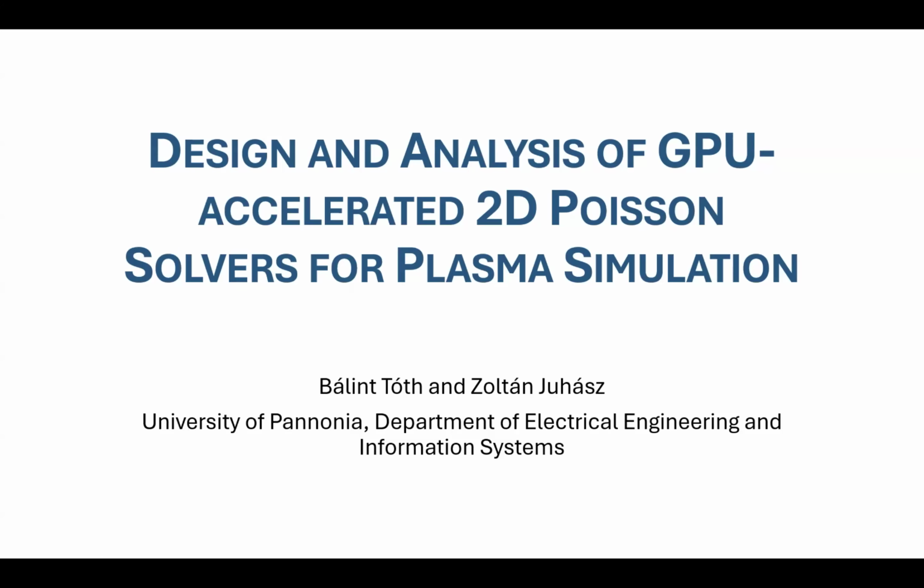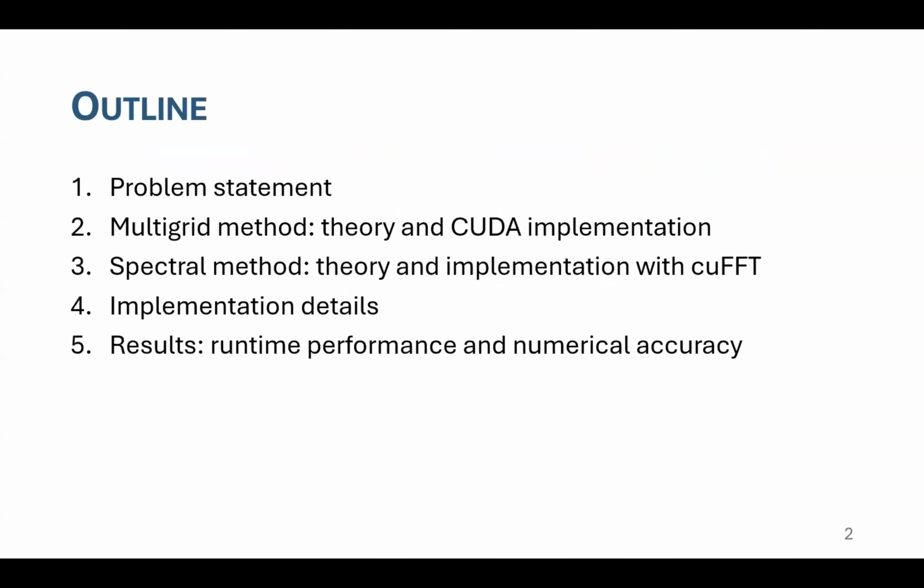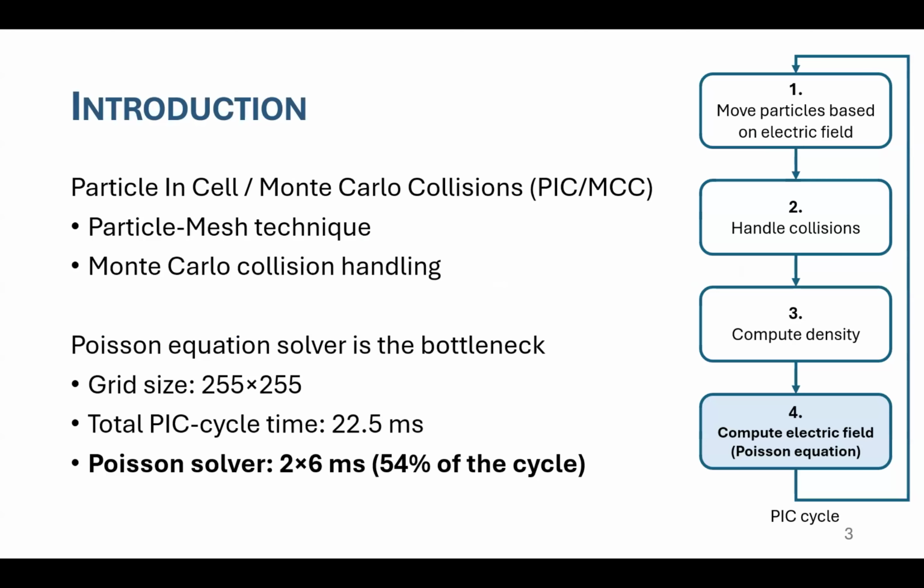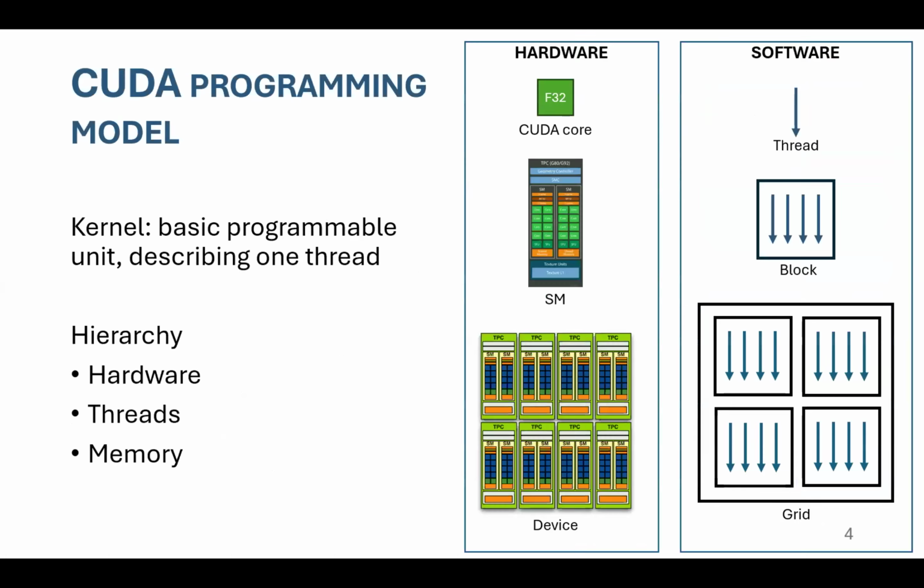I'm a PhD student, and I would like to talk about the low-level CUDA optimization of the previously mentioned plasma simulator's Poisson equation solver. I would skip the introduction because the previous talk by Zoltán has practically covered all the context of my work.